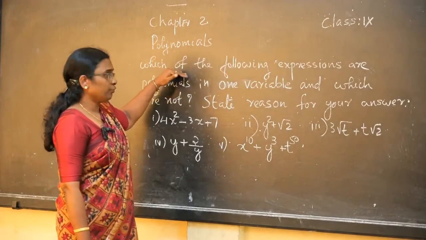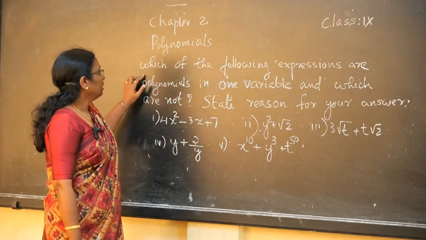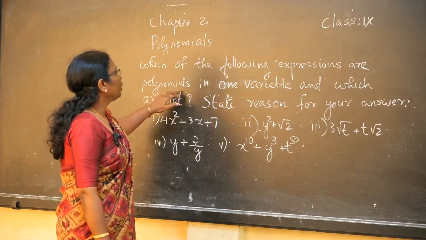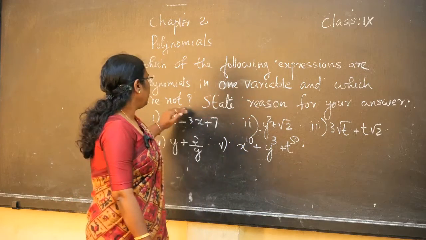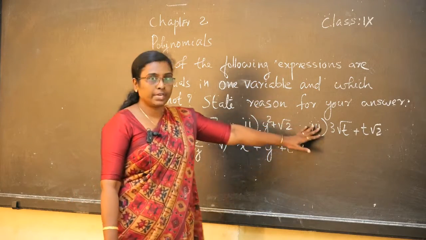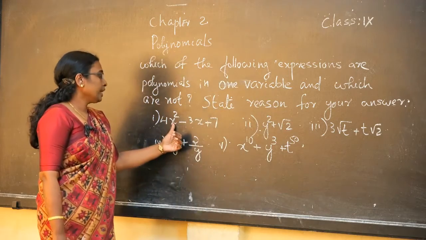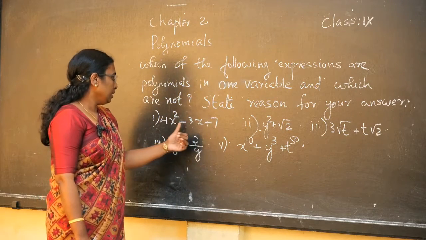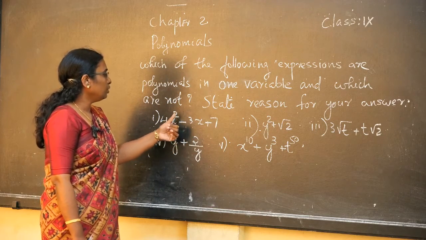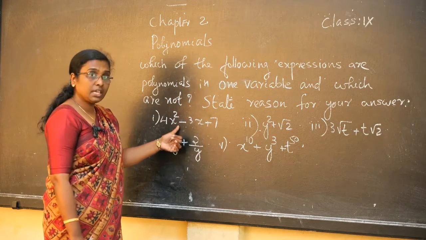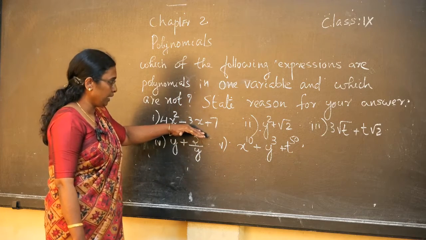This is the first question of exercise 2.1. Which of the following expressions are polynomials in one variable and which are not? State reason for your answer. First one is 4x square minus 3x plus 7. Here the exponents are 2, 1, 0. All these are whole numbers, therefore this is a polynomial.